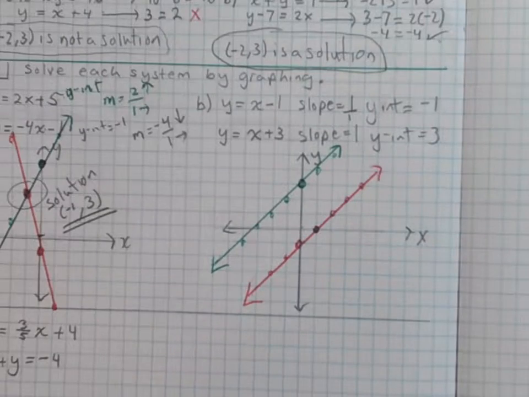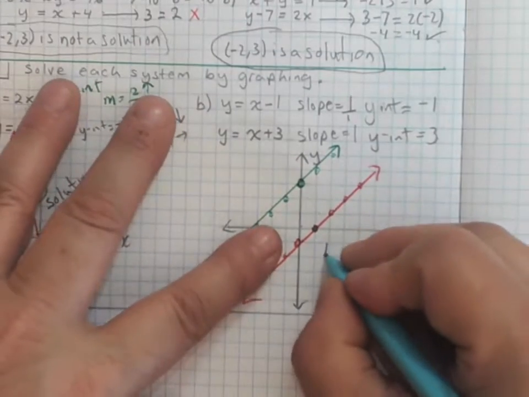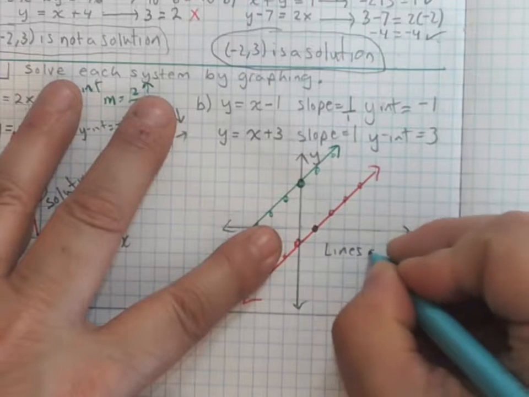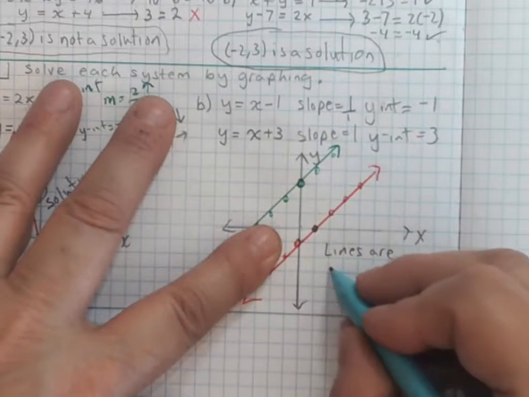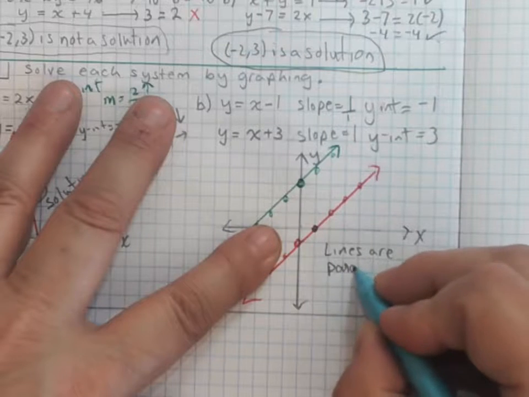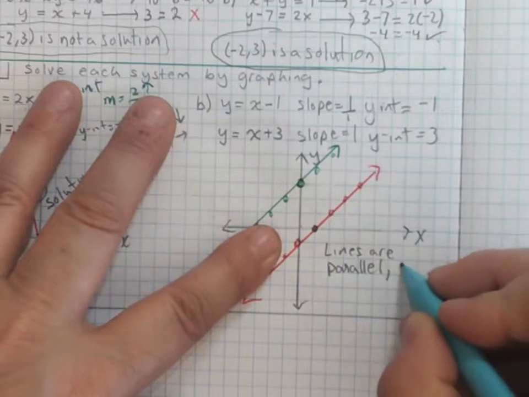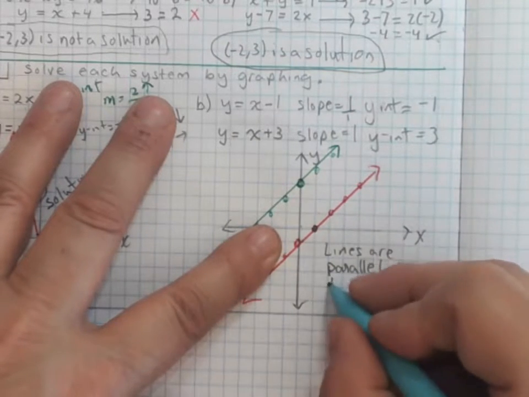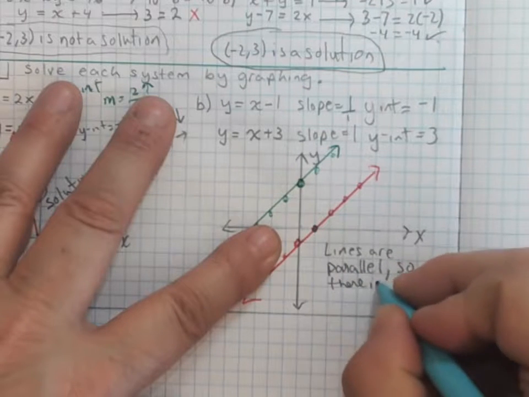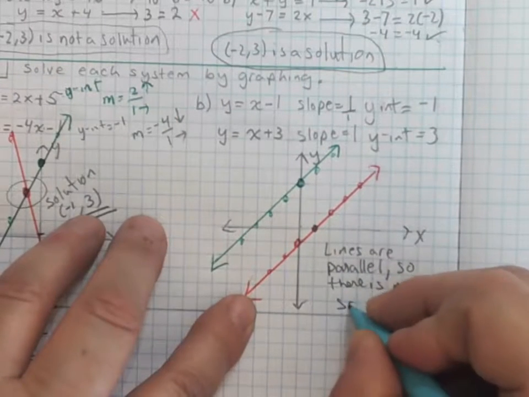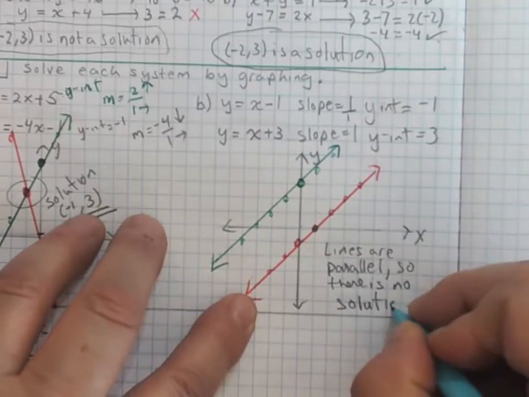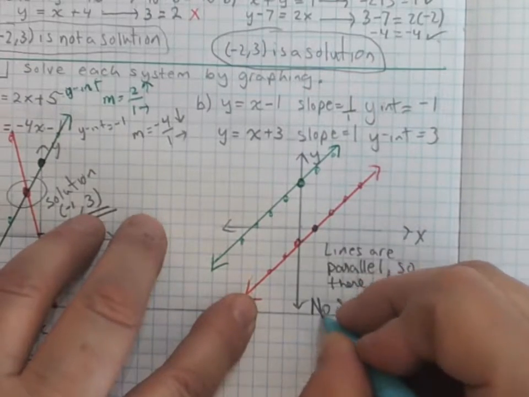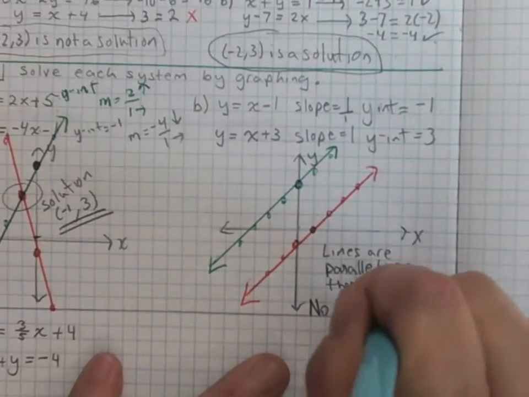So there is no solution. They do not intersect. So we'll write that. Lines are parallel. So there is no solution. Let me put it together on the same line. I'll circle that.